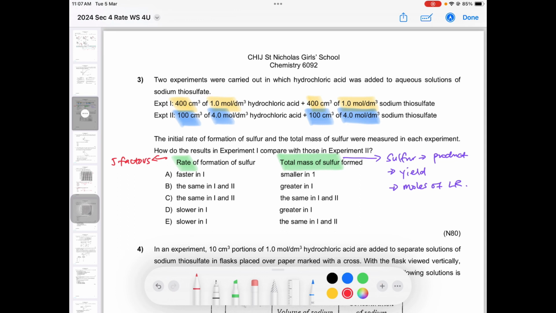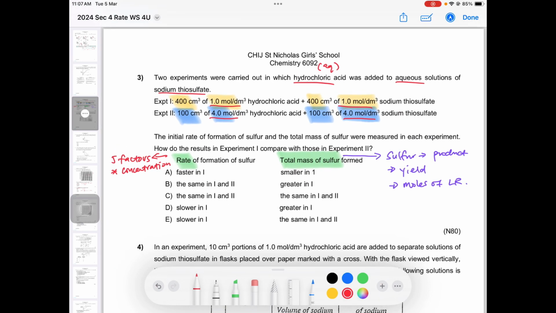But if you look at the reagents that are used, hydrochloric acid is an aqueous reagent, and sodium thiosulfate, you're told, is also aqueous. So most probably, the factor that will affect the rate of reaction here would be concentration. If you look at the concentrations given, you can see that it's true: 1 mole per dm cube versus 4 mole per dm cube. Just based on the concentrations alone, experiment 2 should give you a faster rate because of the higher concentration of hydrochloric acid as well as sodium thiosulfate. So A is wrong, B is wrong, C is wrong.